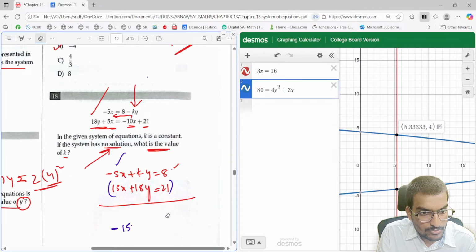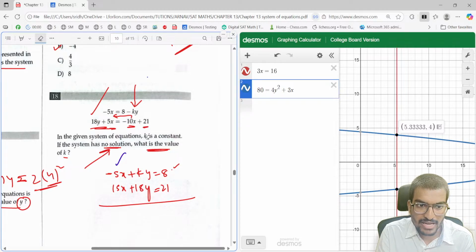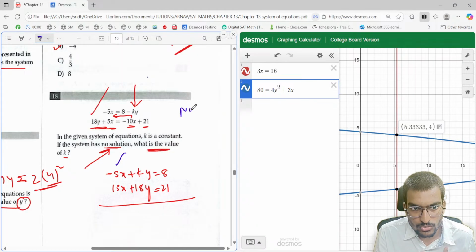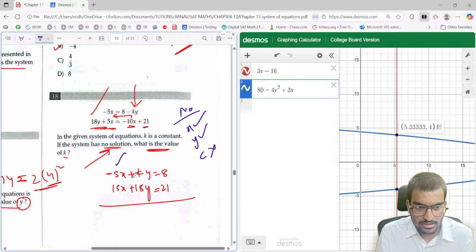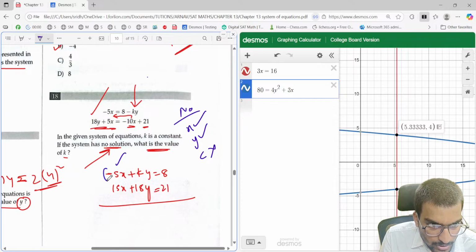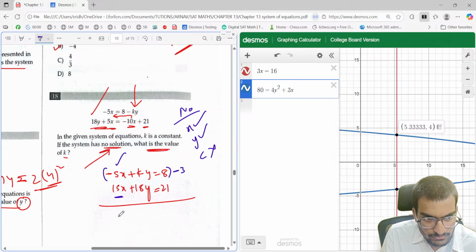I'm just trying to make two equations match, especially x terms. If x terms match, then fine. At least one thing must match. The rule for no solution is x terms similar, y terms similar, constant terms different. So I'm trying to match that. So what I do is I multiply the first equation with -3. If I do that, I will get 15x for the first, and -3 into k, -3ky, -3 into 8, that is -24.